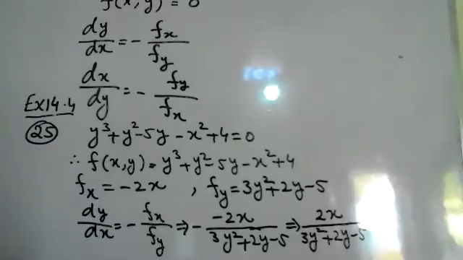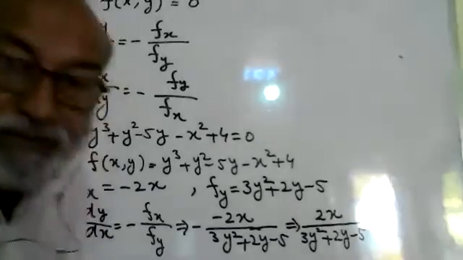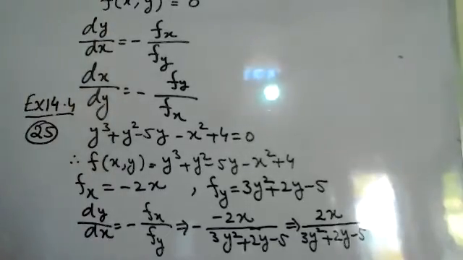Now we will do question number 26. Find dy upon dx at minus 1 comma 1. This is exercise 14.4.